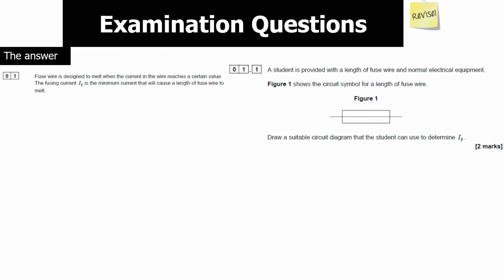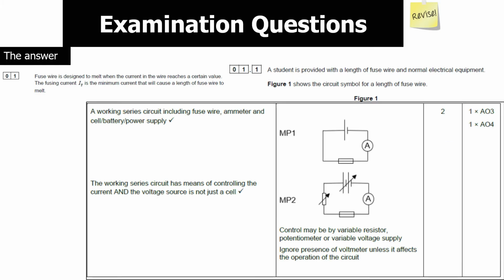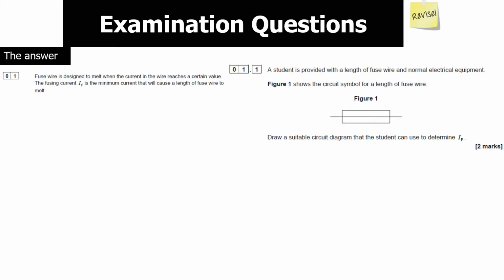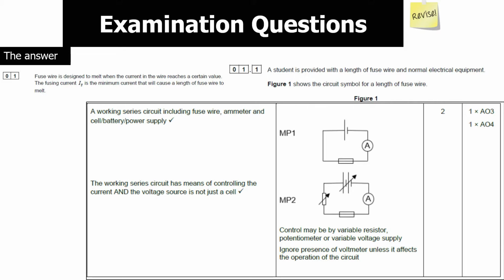Right, again, in a paper 3 style question, you will be asked to draw circuit diagrams. So you need to have a working series circuit that will have a battery or a power supply. You'll need to think of a way in which you can alter the values in the circuit by either using a variable resistor, a variable power supply, or a potentiometer. And then you need to have an ammeter there. Now you'll notice it says how can you determine the current. You don't need the voltmeter in there because that would be for the potential difference. So you just need the ammeter in series.